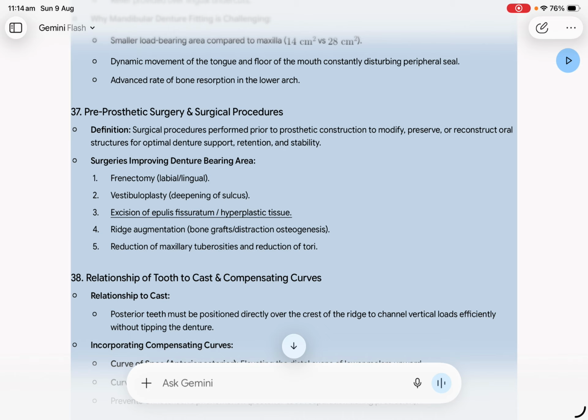3. Excision of epulis fissuratum, hyperplastic tissue. 4. Ridge augmentation, bone grafts, distraction osteogenesis. 5. Reduction of maxillary tuberosities and reduction of tori.